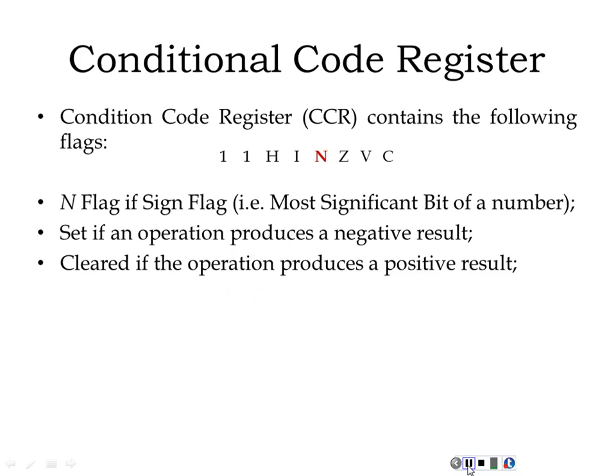Let's look at the next one. The N flag. I'm not following the order because I just wanted to cover the easier ones first. The N flag is basically called a sign flag. So anytime you are doing an operation, it may be addition, subtraction, or something a little bit different, whatever you are doing, if your operation results in a negative number, anytime you get a negative number, then the N flag is set.